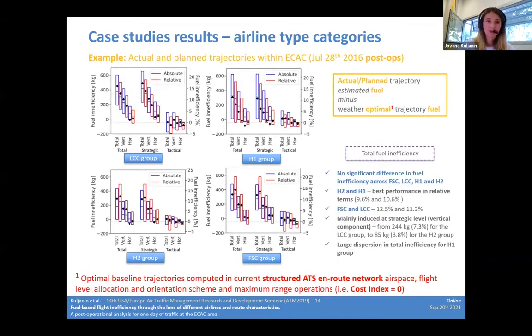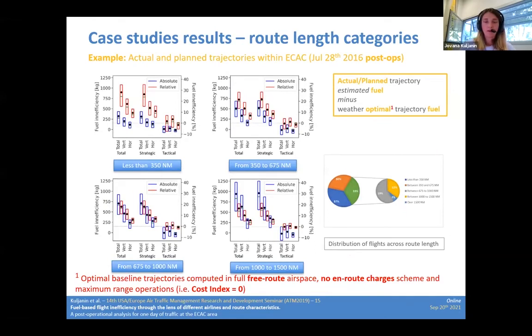On the other hand, we repeated the similar analysis, but we constrained the optimal route to structure ATS and route network and cost index 0. Not surprisingly, the total inefficiency is generally lower in the absolute term compared to the previous case, since this case better reflects the real operational environment of the day of study. Those are the results for the fuel efficiency within different route length.